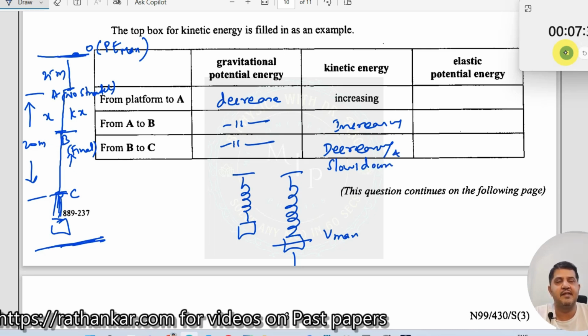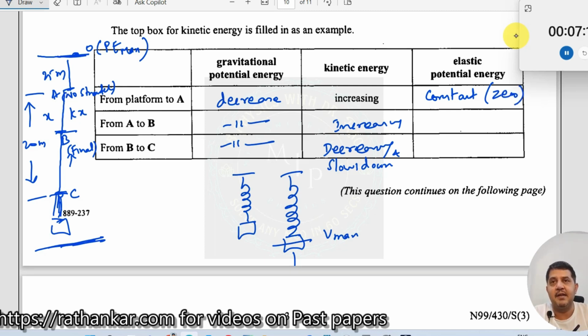Slows down, decreases. Now, elastic potential energy. What is the elastic potential energy? Elasticity doesn't come into play at all because it's just moving with a free fall over there, right? So therefore, here it is constant. It's constant over here, or maybe you can say it's 0 over here. There's no elastic potential energy.